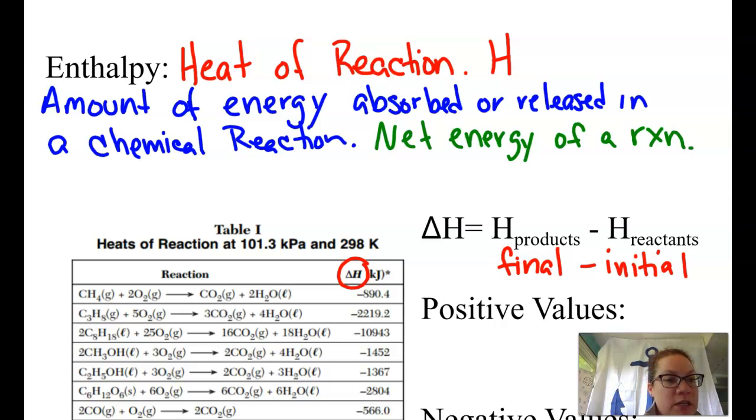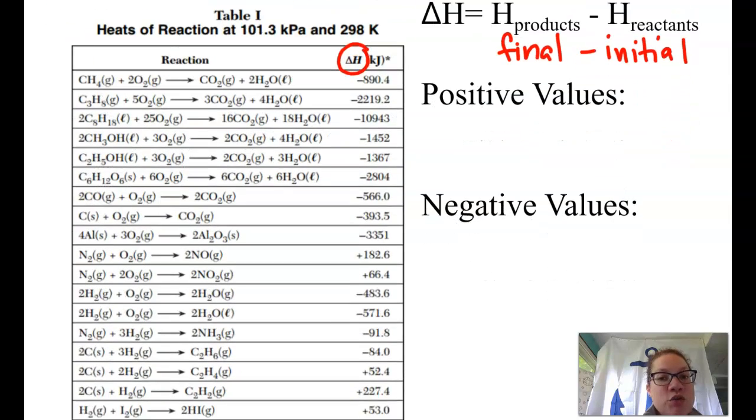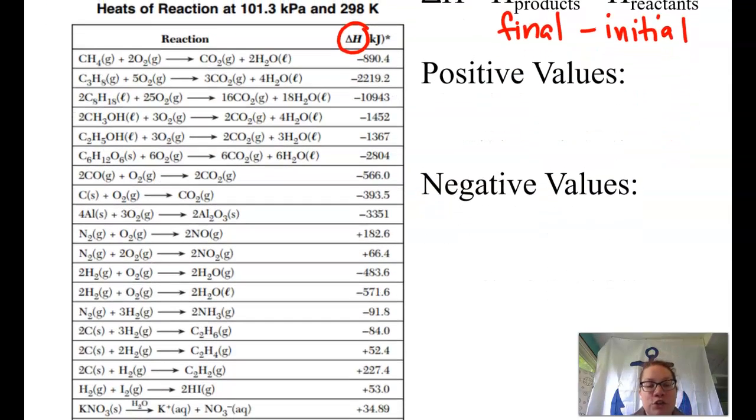So here I have my table I, and what table I shows us is the overall energy that is either absorbed or released during a reaction. If overall the reaction absorbs energy, there's a net gain of energy. The products have more energy than the reactants started out with.